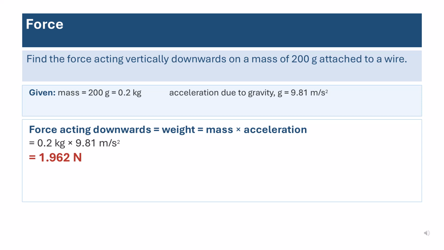This example reinforces an important distinction. Weight and mass are not the same quantity. Mass is measured in kilograms and remains constant regardless of location. Weight is a force measured in newtons and depends on the local gravitational field. In electrical engineering, this distinction is particularly relevant when designing lifting mechanisms, relay armatures, and electromechanical actuators.